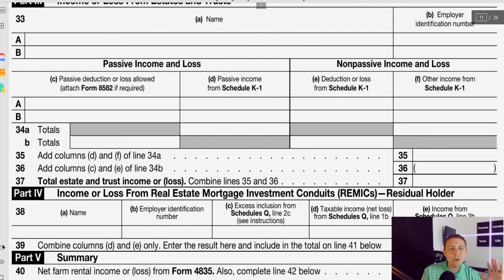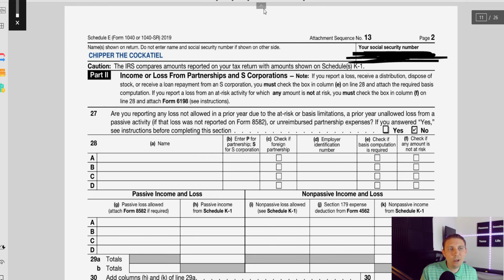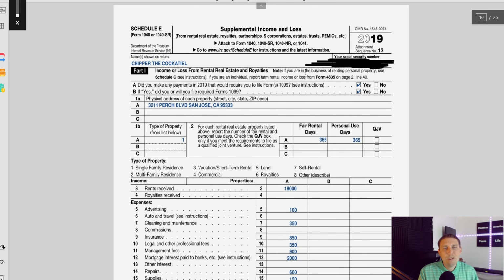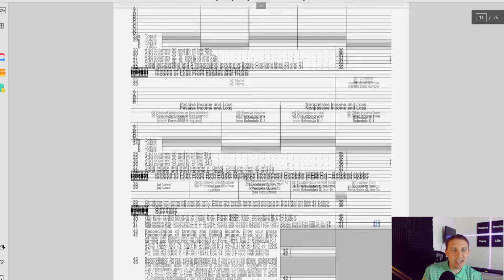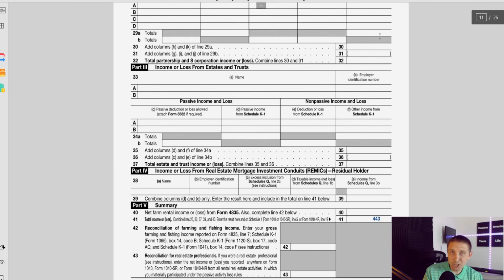The last thing I'll show you is the way this all flows to your tax return. Let me show you how this all connects. You start on Schedule E, okay? After you fill out Schedule E, there is a Schedule E page 2.